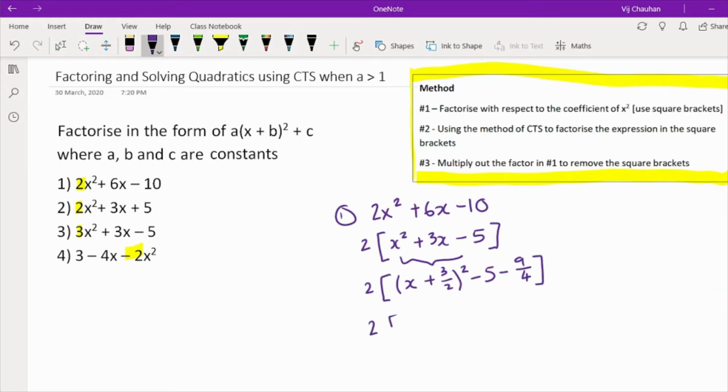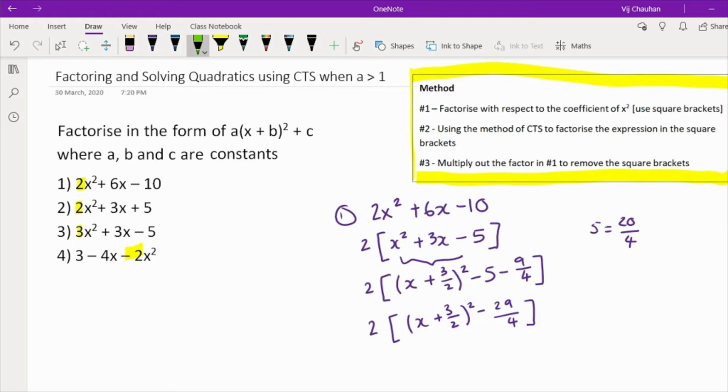And simplifying out the square brackets, we get x plus 3 over 2 squared minus, and that will be, so 5 is going to be equal to 20 over 4. So we're going to have 29 over 4.